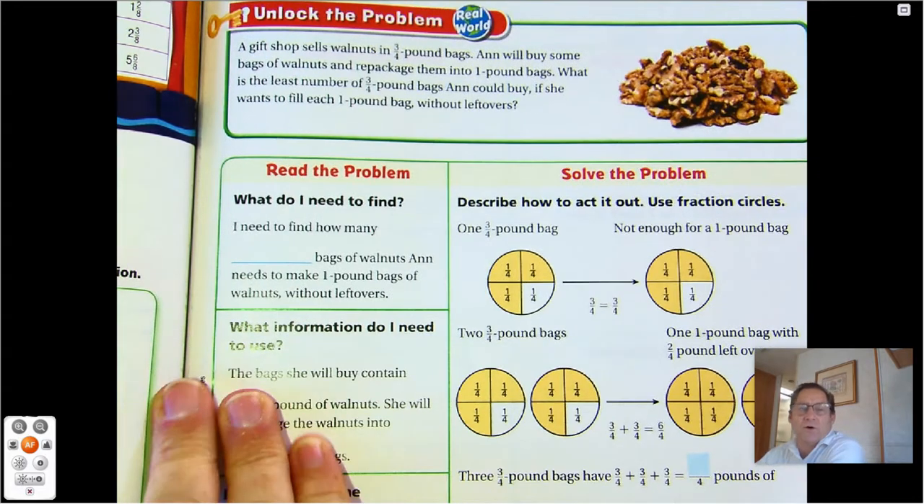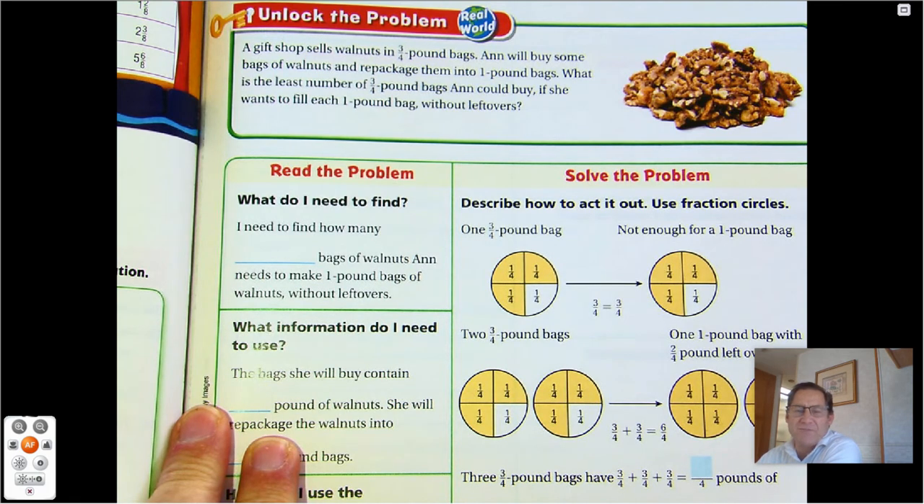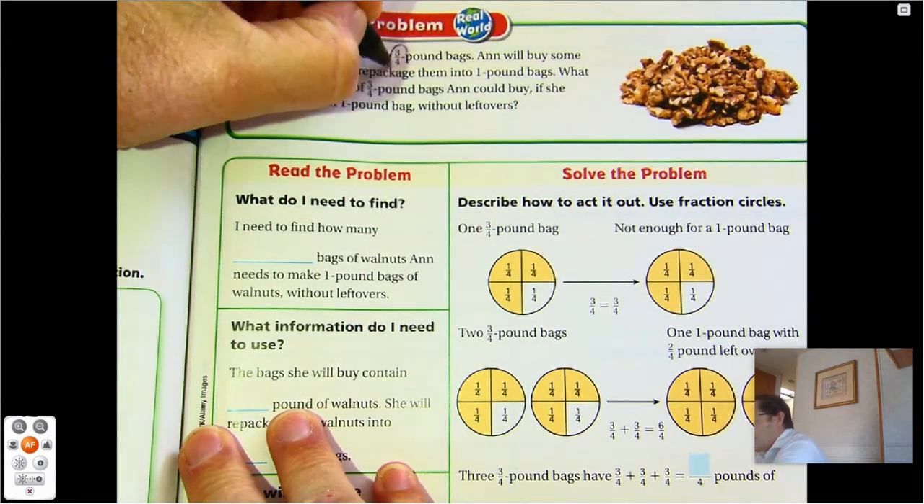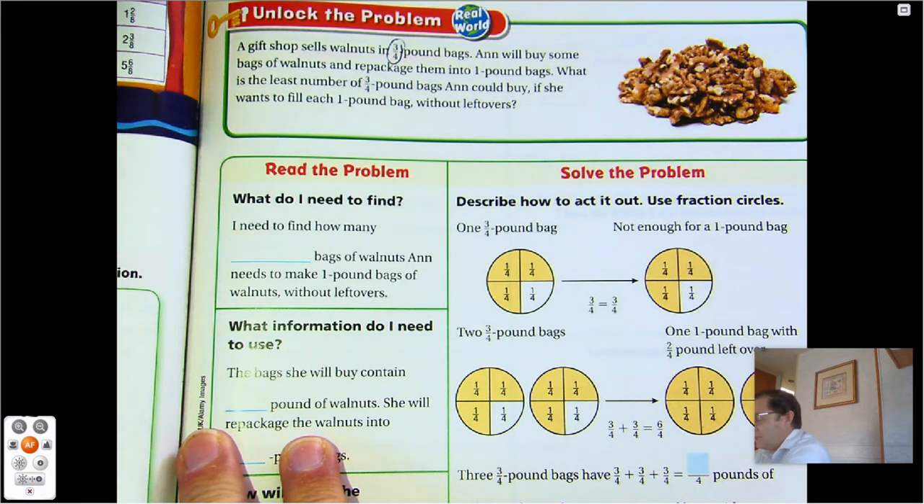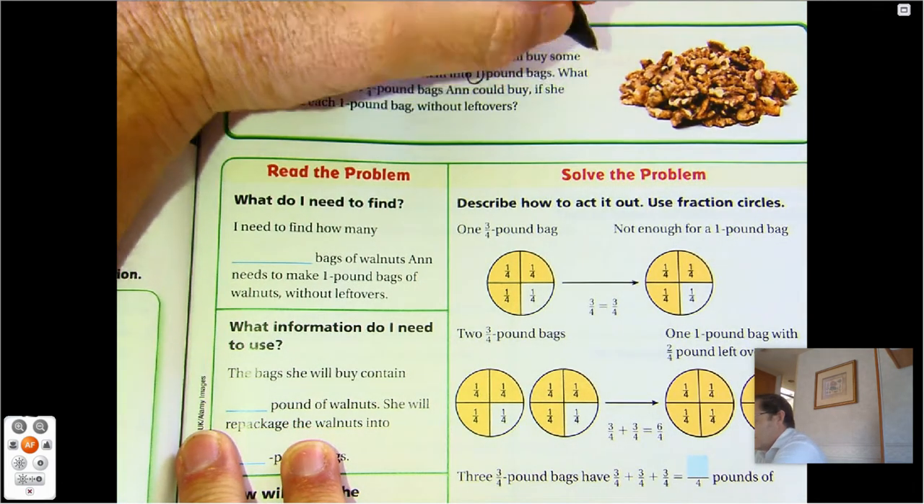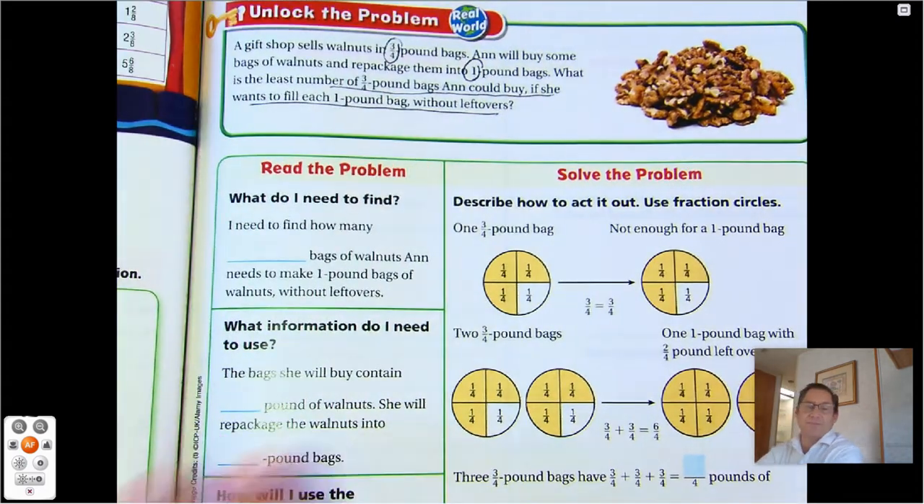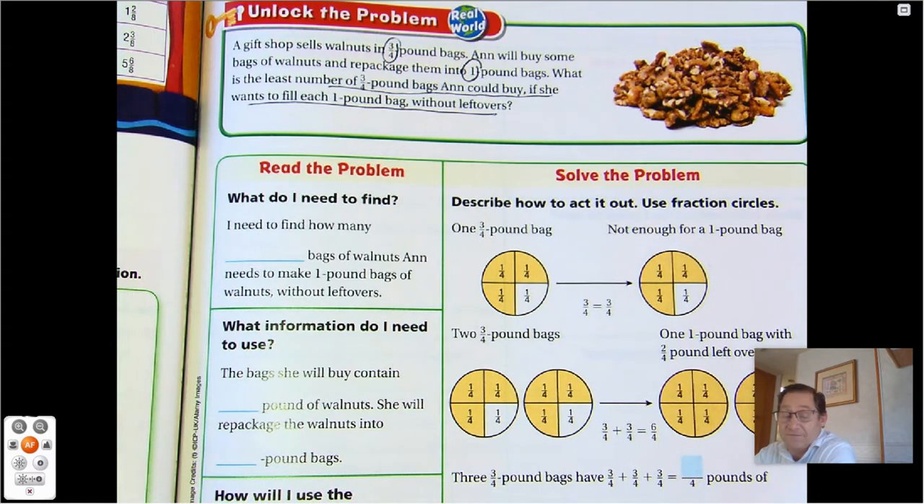A gift shop sells walnuts in 3/4 pound bags. Anne will buy some bags of walnuts and repackage them into 1 pound bags. What is the least number of 3/4 pound bags Anne could buy if she wants to fill each 1 pound bag without leftovers? So what do we need here? Well, we know that they're packaged in 3/4 pound bags, and she wants to put them into 1 pound bags.